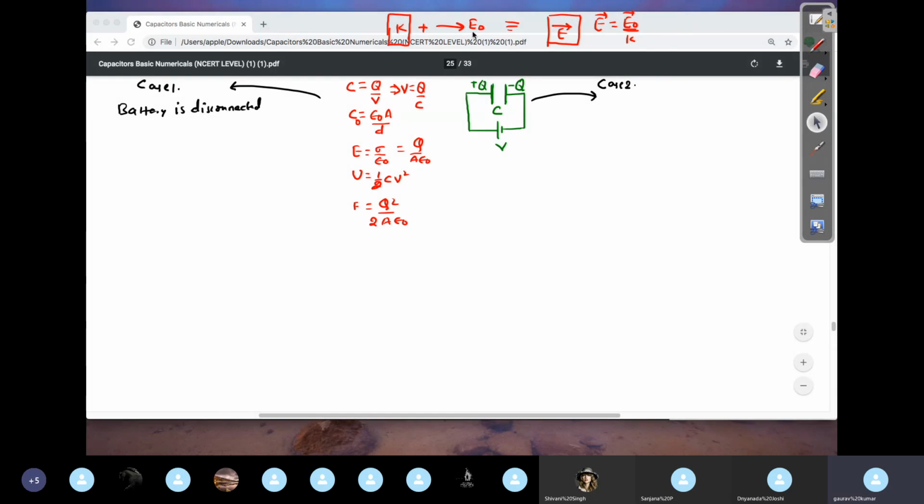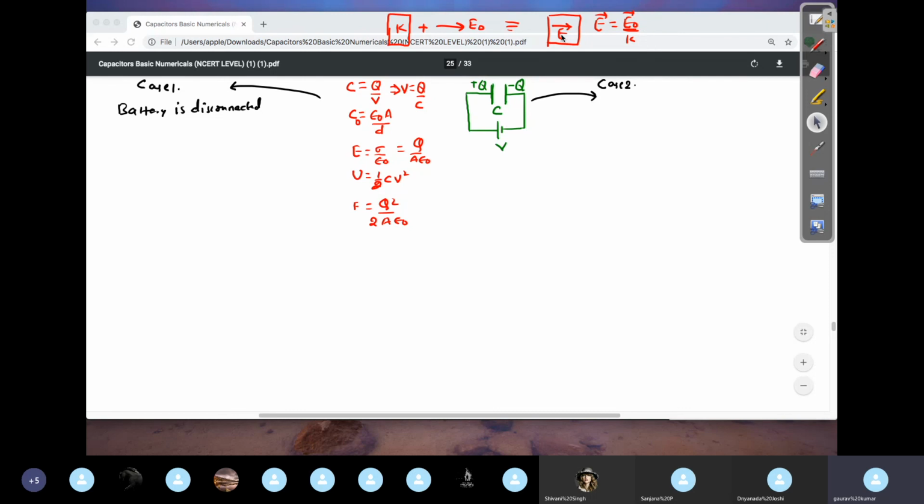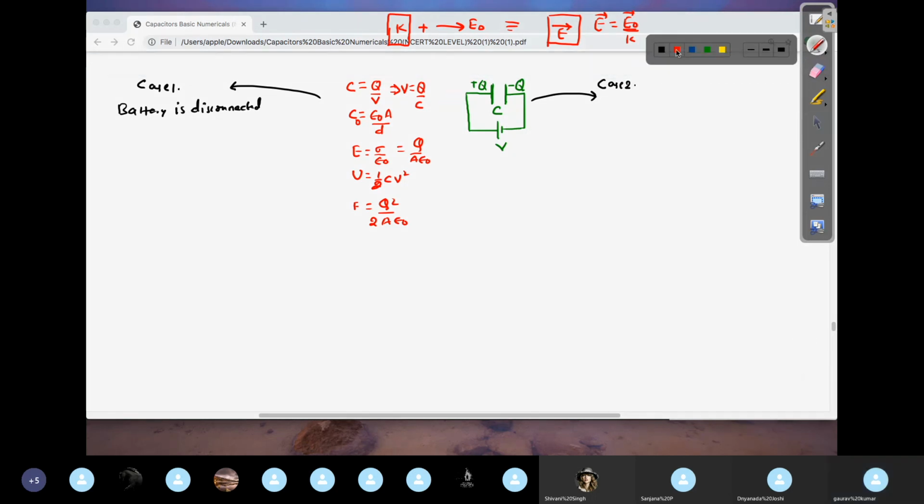All the dipoles get aligned, but I'm not discussing those things. What you should always keep in mind is that the electric field gets reduced by the factor K, where K is the dielectric constant of the material. Now, here the battery is disconnected, and in this case, the battery remains connected. So we are considering two cases: battery disconnected and battery remains connected.